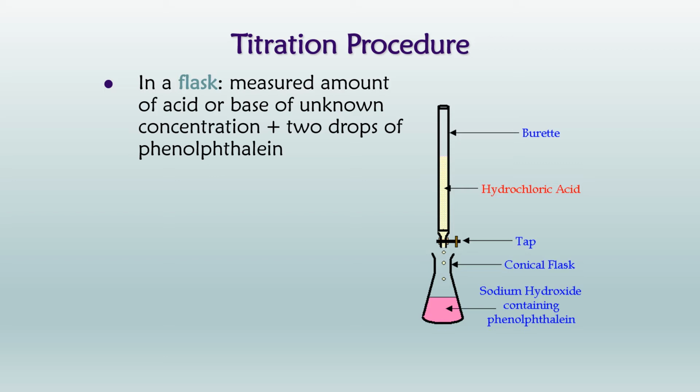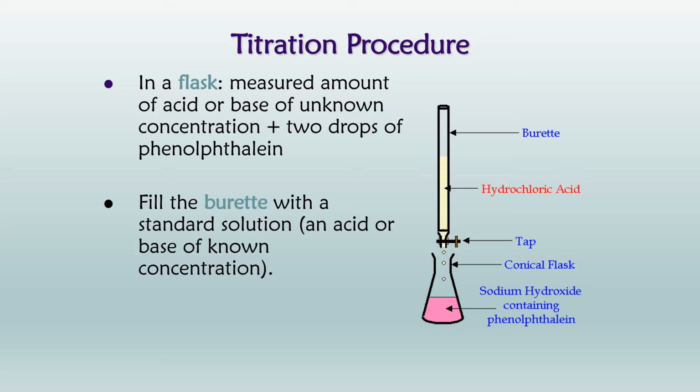So we know if we are putting 10 milliliters or 20 milliliters or whatever amount of that solution into that flask. And then we also pour 2 drops of phenolphthalein in there, which is the indicator that tells us when the acid is converting into base or the base is converting into a neutral compound. And then in the burette, which is that tube at the top, that's where we pour our standard solution.